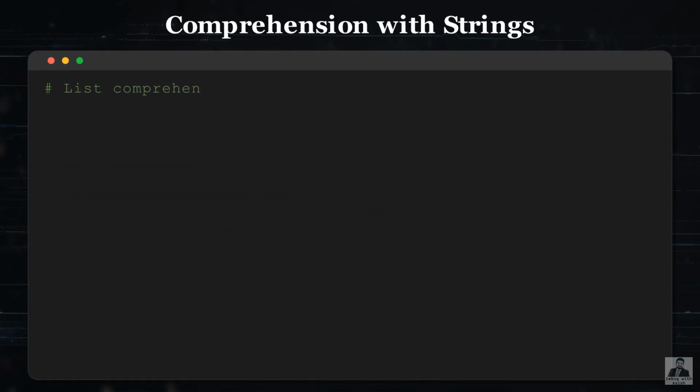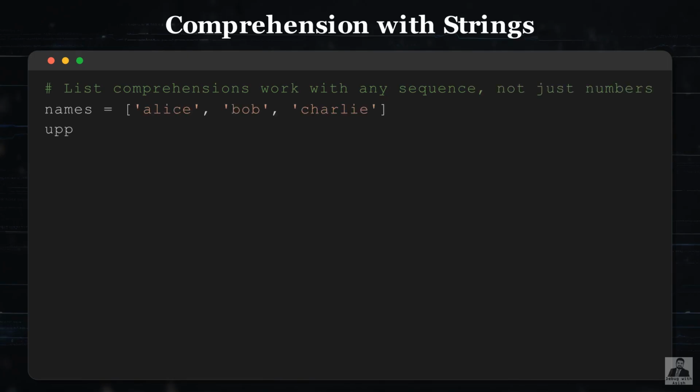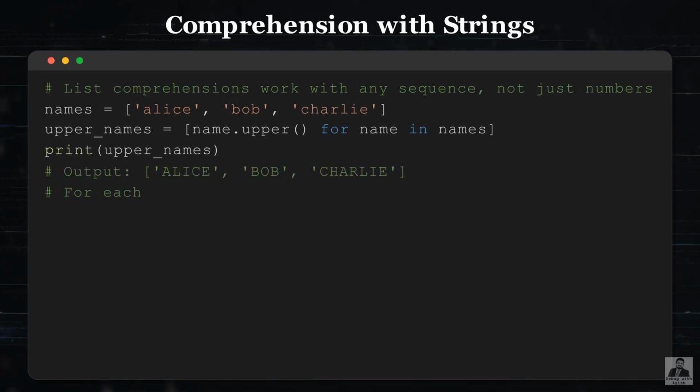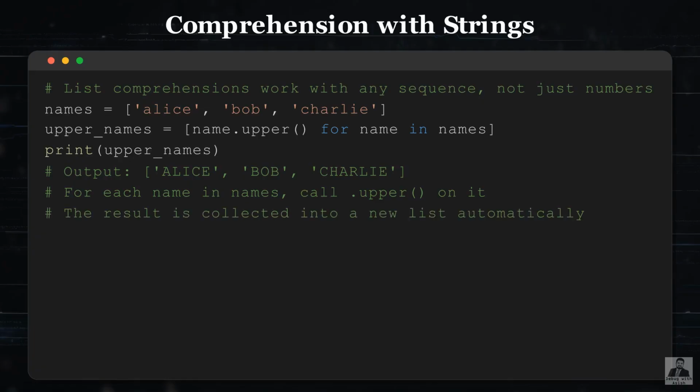List comprehensions work with any sequence, not just numbers. Here we have a list of names in lowercase. We use a comprehension to call the upper method on each name. The expression on the left is name.upper. The loop variable is name, and the sequence is the names list. Python applies upper to each item and collects the results into a brand new list. The original names list is not changed.